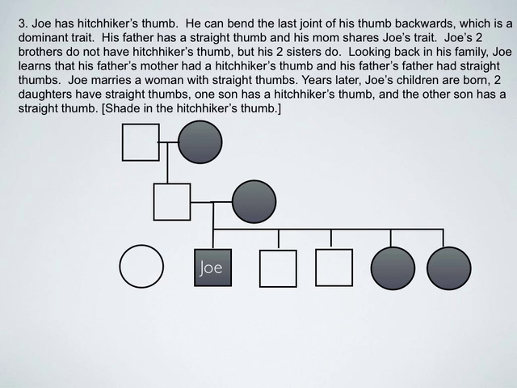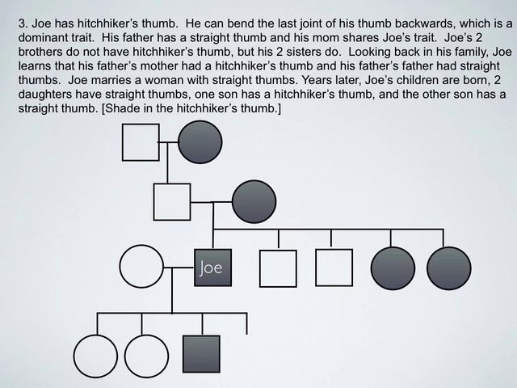Joe marries a woman with straight thumbs. Years later, they have children. Two daughters have straight thumbs. One son has a hitchhiker's thumb. The other son has a straight thumb. You got that all right? Then you're in good shape and you're fine for the quiz on Thursday. Any questions?